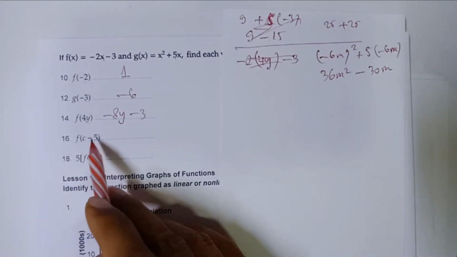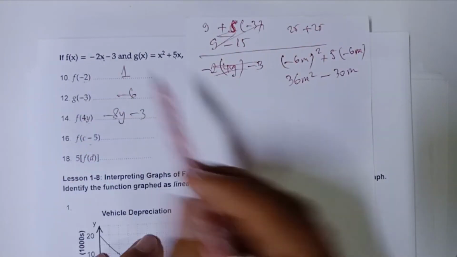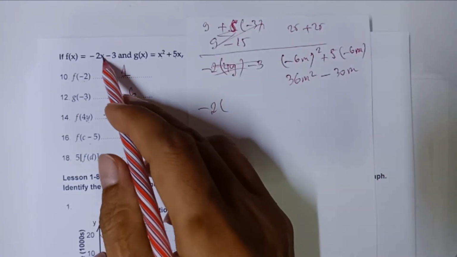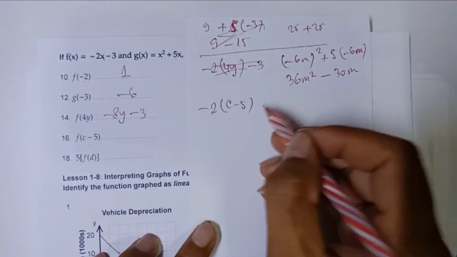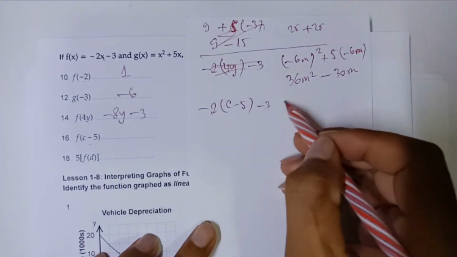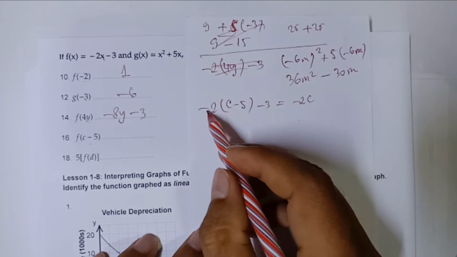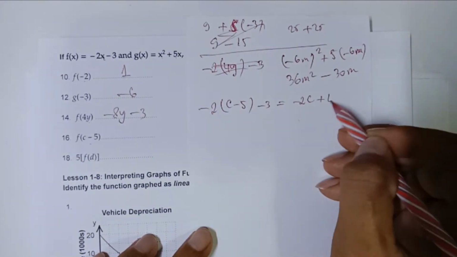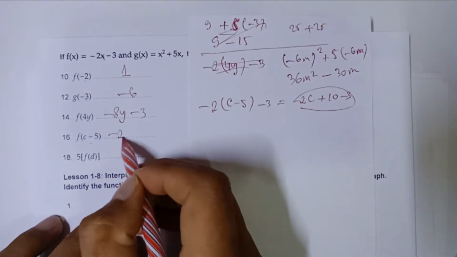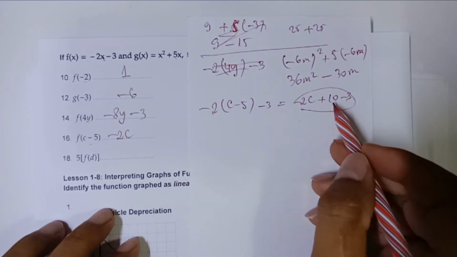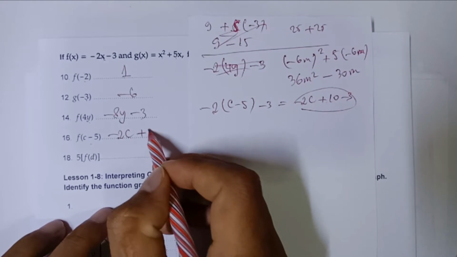Number 16. Right now your x value is represented by c minus 5. So this is negative 2 times x, but your x right now is c minus 5. So c minus 5 and then minus 3. This is the minus 3. And let's simplify this. You have minus 2 times c, you have minus 2c. Minus 2 times minus 5, you have plus 10, and you minus 3. From here you simplify it, you will have this as minus 2c, and then 10 minus 3. You have this one as 7.